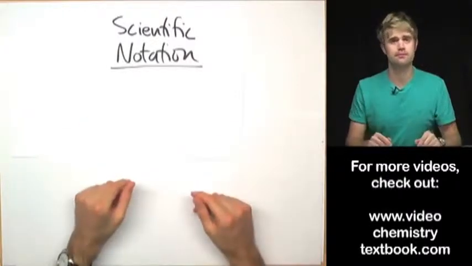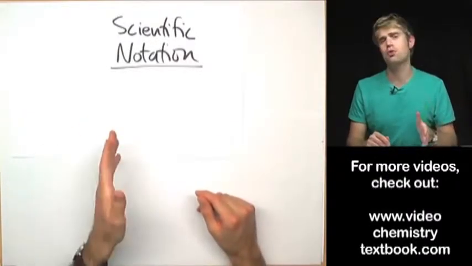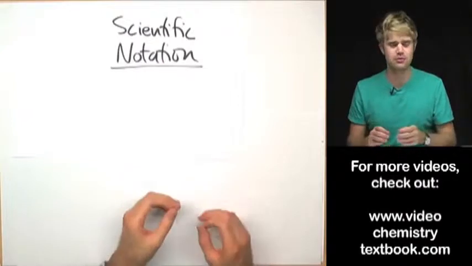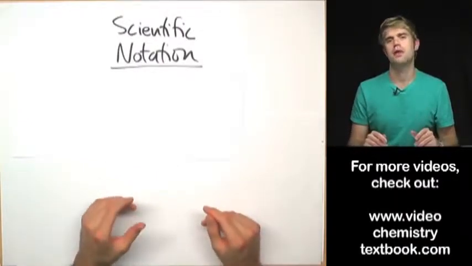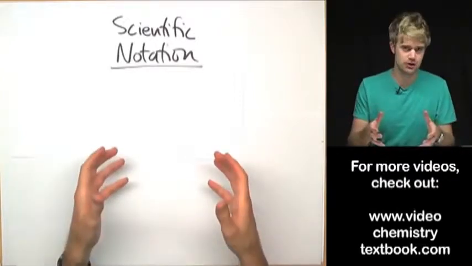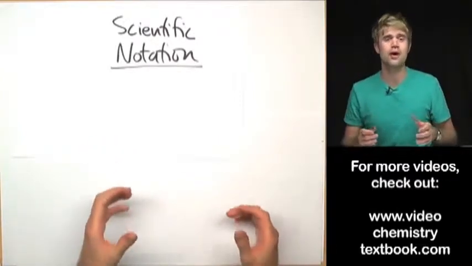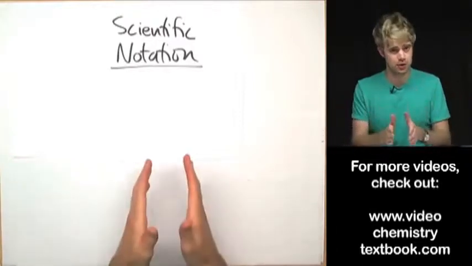So, scientific notation. We're going to talk about what it is, why it's important, and then we're going to do some example problems so that you'll get really good at this stuff. So scientific notation is like an abbreviation. It's a shorthand way to write numbers that are really big and really small.